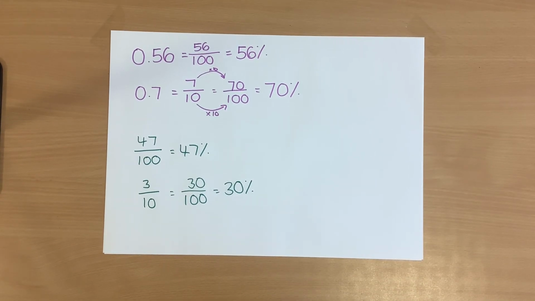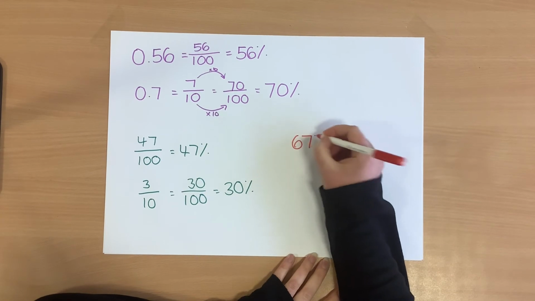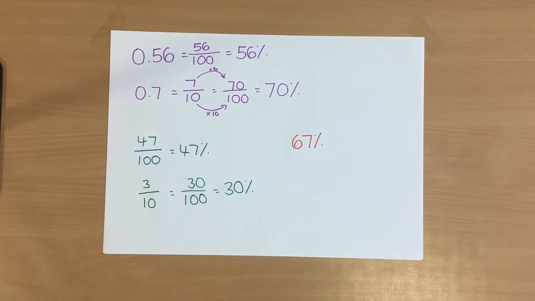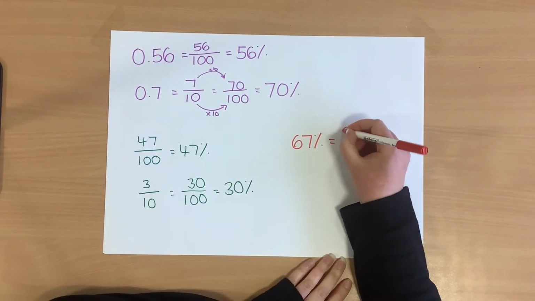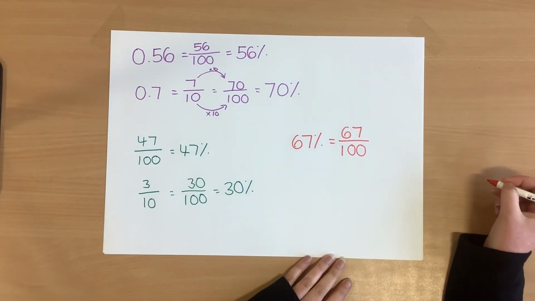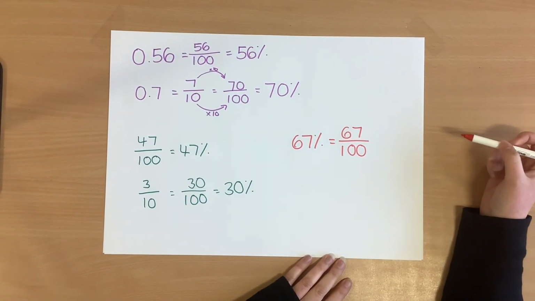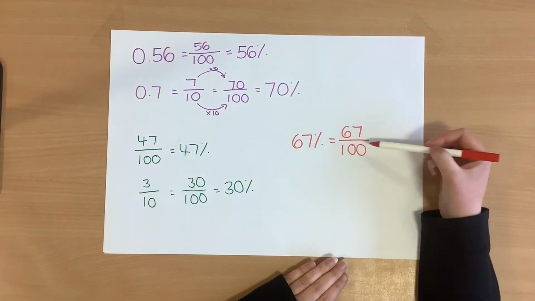And then the final step that you looked at was converting percentages to fractions. So if we had the percentage of 67%, I think of that as a fraction. 67% is 67 out of 100. I look at that fraction. Can I simplify it? No, I can't. So it's 67 over 100.